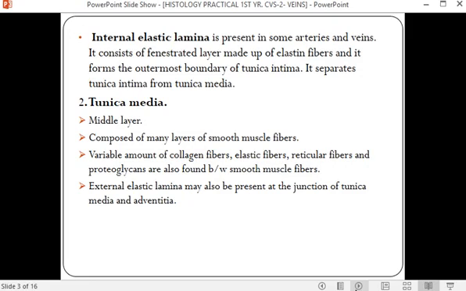Then comes the second layer, which is tunica media. Tunica media is the middle layer. It is composed of many layers of smooth muscle fibers and variable amounts of collagen fibers, elastic fibers, reticular fibers, and proteoglycans are also found between smooth muscle fibers. Now, external elastic lamina may also be present at the junction of tunica media and adventitia.